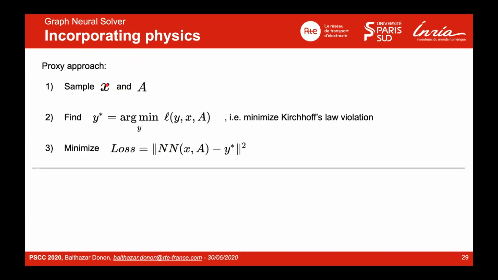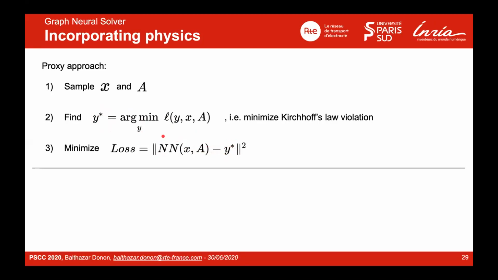You can sample them from your past, or you can also generate random situations, whatever. Once you've done this sampling step, you still need to compute the actual ground truth, so the Y star, which is obtained by minimizing the violation of Kirchhoff's law. So you basically solve an optimization problem using, for instance, the Newton-Raphson method. And then once you have obtained this ground truth, this Y star, you need to minimize the distance between your predictions and this actual ground truth.